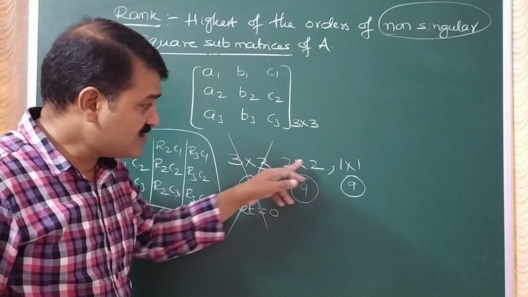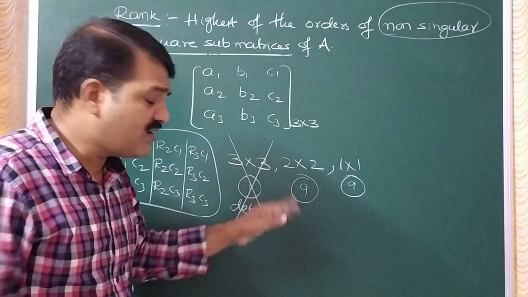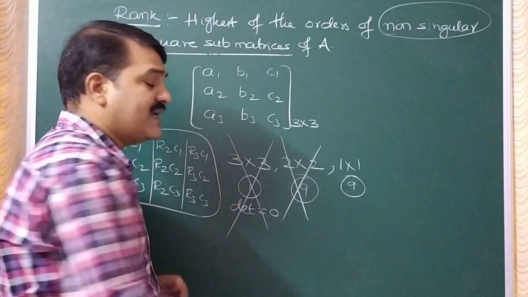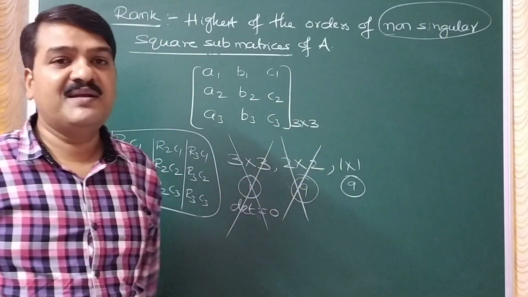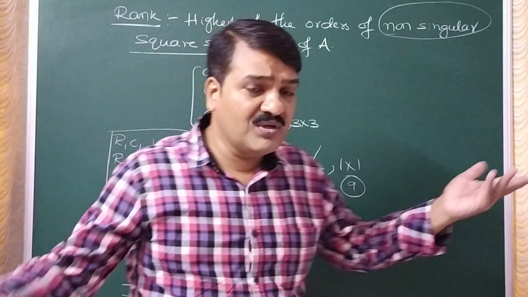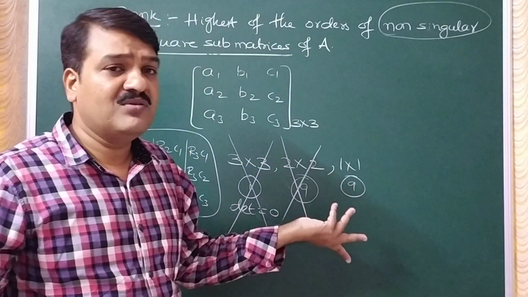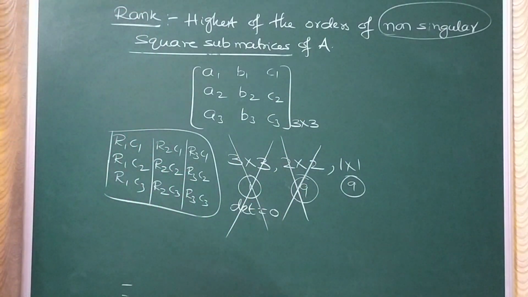So in 2 cross 2 submatrices, if all the matrices are singular, that means you cannot find a non-singular matrix in this, which means rank cannot be 2. Then rank becomes 1 automatically because rank is 0 only for a 0 matrix. So therefore rank must be 1 only. So this is the process we are going to adopt.